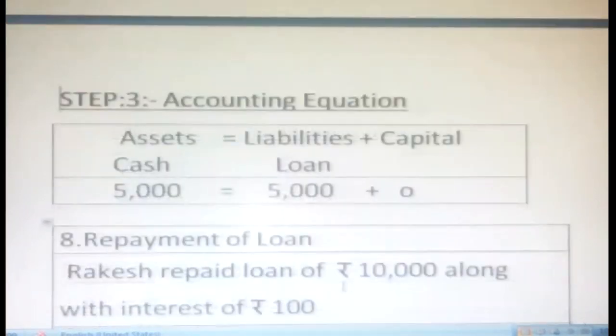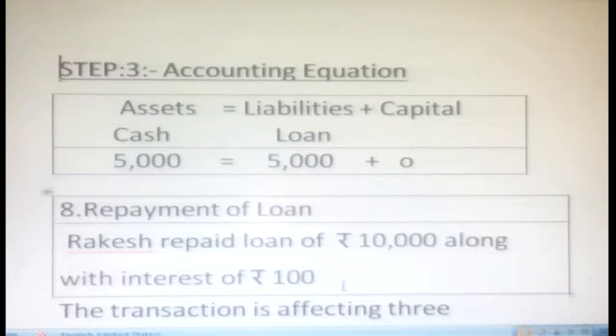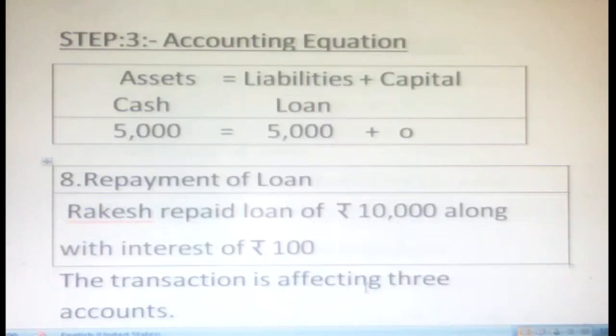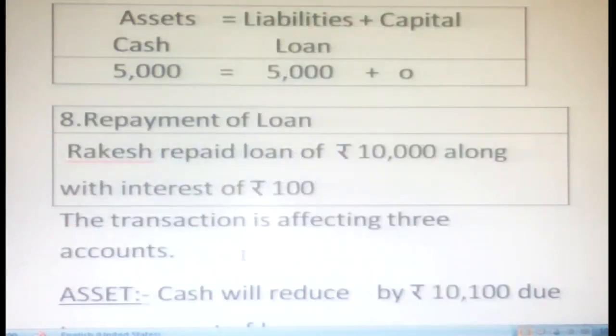Done. Our next one: repayment of loan. In the earlier example we got a loan. Suppose we repay the loan, how do you give the effect? Here, Raj paid cash to repay a loan of 10,000 along with interest of 100. Now he repaid the principal amount with interest. How many accounts does the transaction affect? The transaction affects 3 accounts. How?